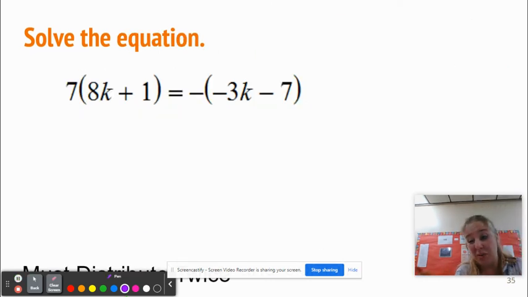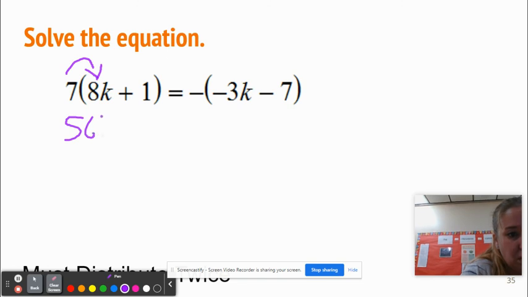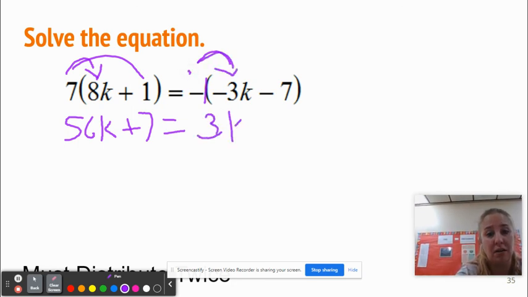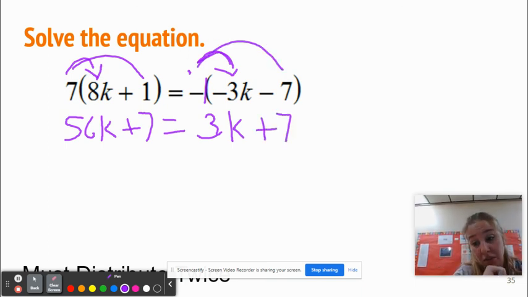Okay. Now we have to distribute twice. Let's just do it. 56k plus 7 equals, and now here is something interesting happening. That negative is outside. We do have to distribute this negative into that whole thing. If it makes you feel better, you can make it a negative 1, because then it goes negative 1 times negative 3k is now a positive 3k. Negative 1 times negative 7 is now a positive 7. So you do have to distribute that negative in before you can just get rid of it.